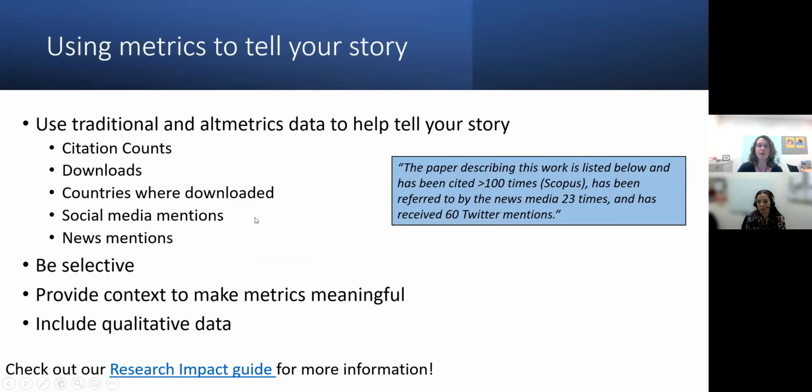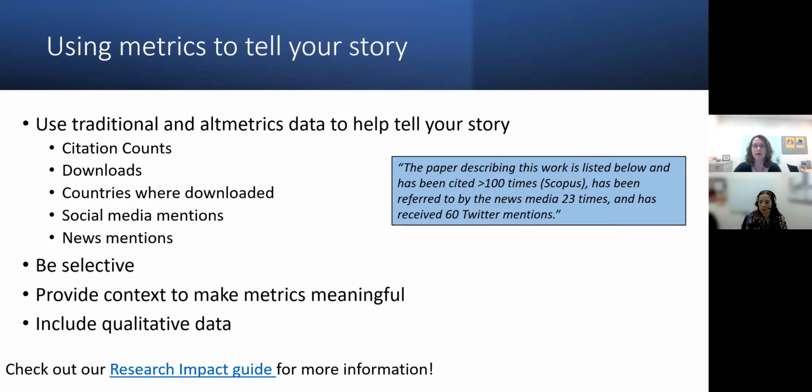You can use different metrics to help you tell your story about your contributions to science. This could include something fairly traditional like a citation count. You can also talk about how many times an item has been downloaded, social media mentions, news mentions. We can help you find that kind of information, known as altmetrics.